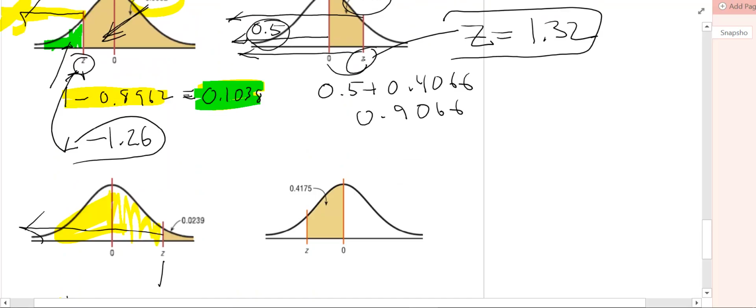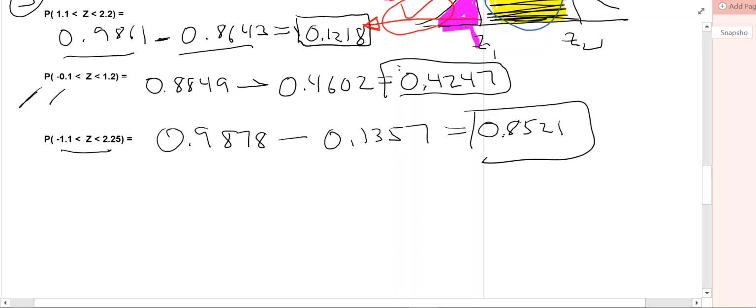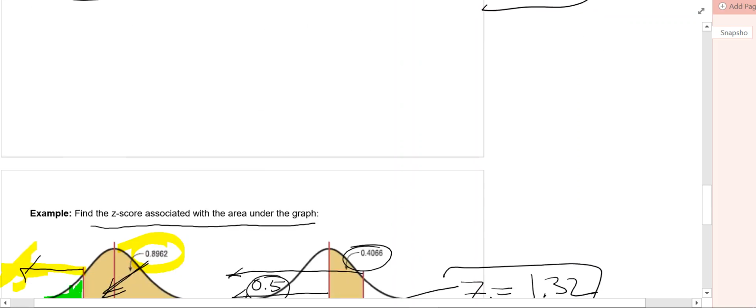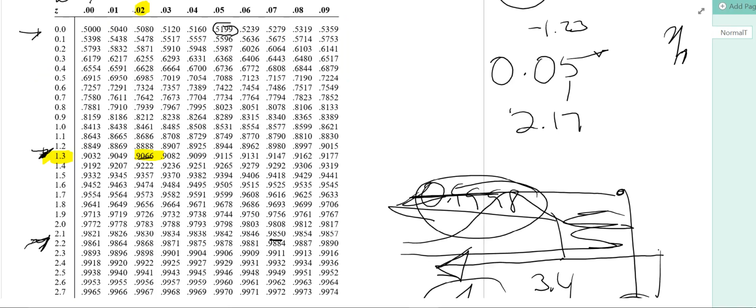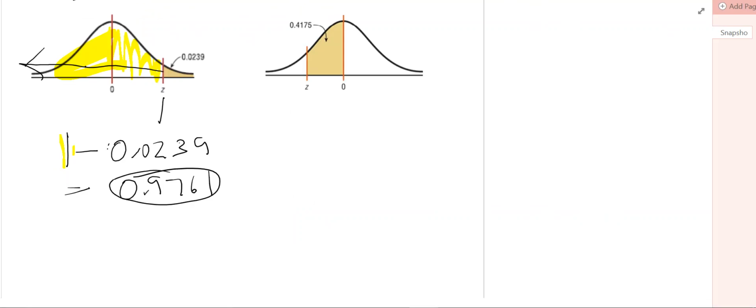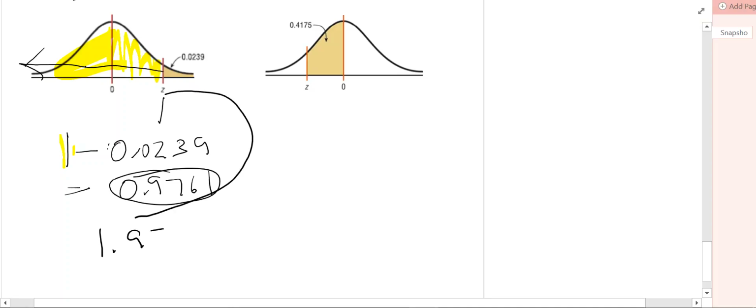In all these problems here, we're looking up area right now. We're working with area. We're going to go look for the z-score now, as opposed to the earlier problems where we had the z-scores and we looked up the area, right? So this one we have area. The area is 0.9761. So I go to the normal table. I try to find 0.9761. Well, I found it. And it's associated with 1.98. So the z-score here is 1.98. And the last one.